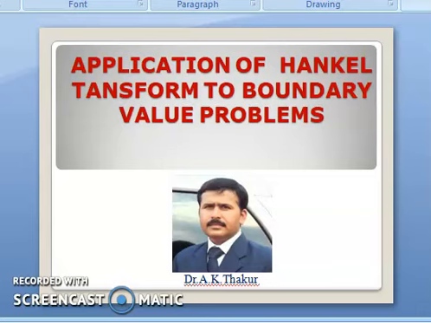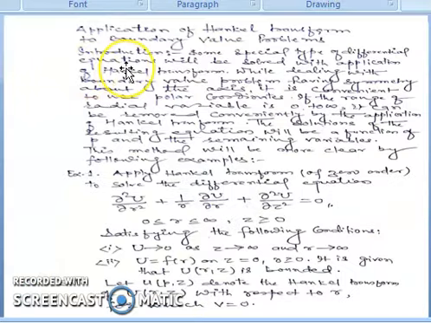Hello dear students, in the sequence of Hankel transform, today we will discuss the application of Hankel transform to boundary value problems. Here is the introductory part of the boundary value problem. Some special types of differential equations will be solved with the application of Hankel transform.